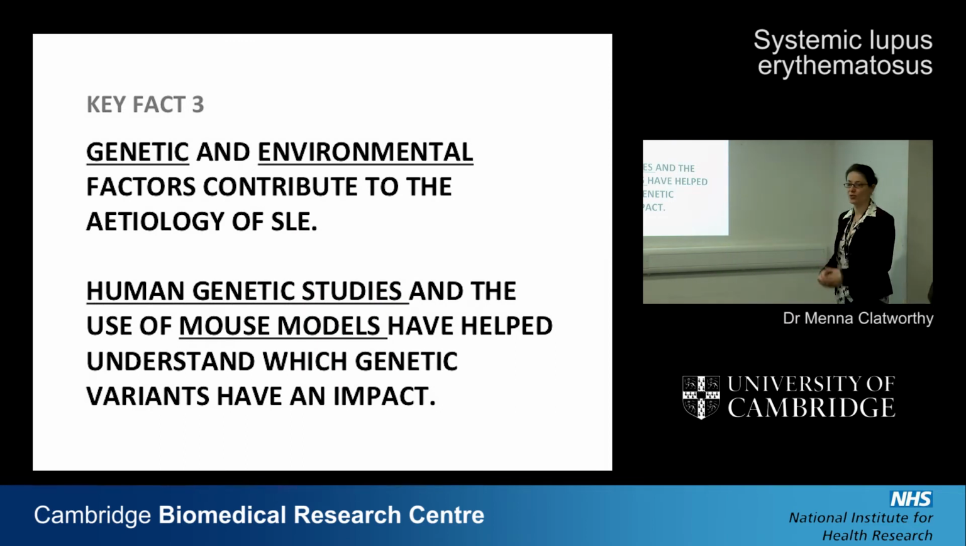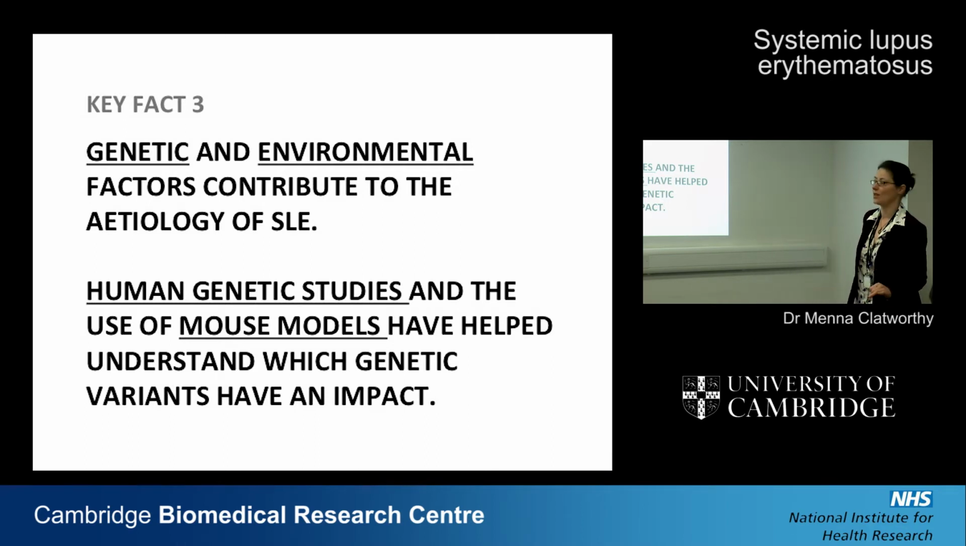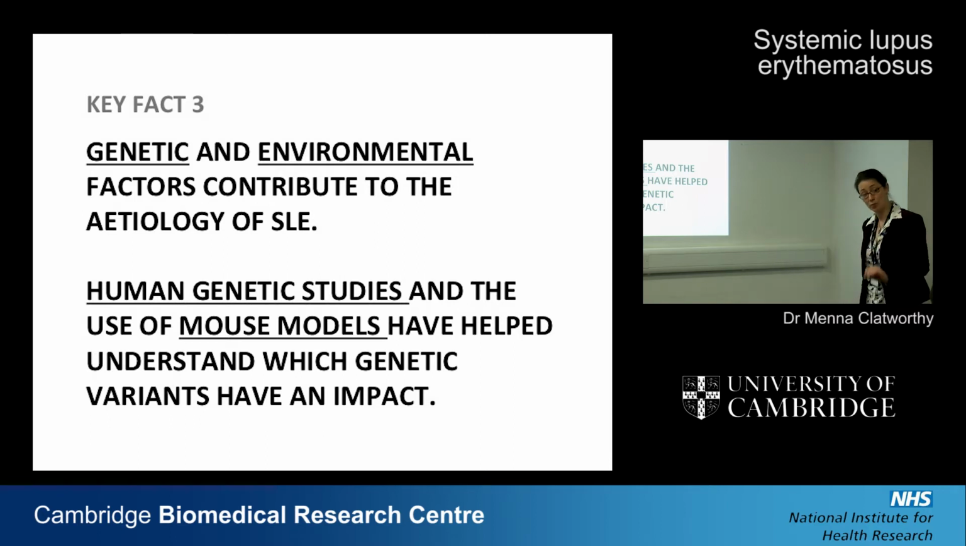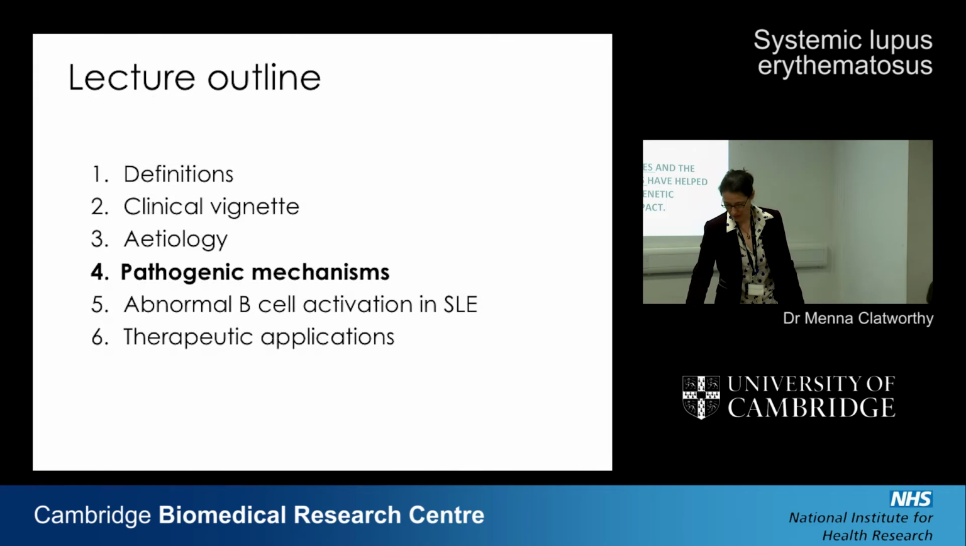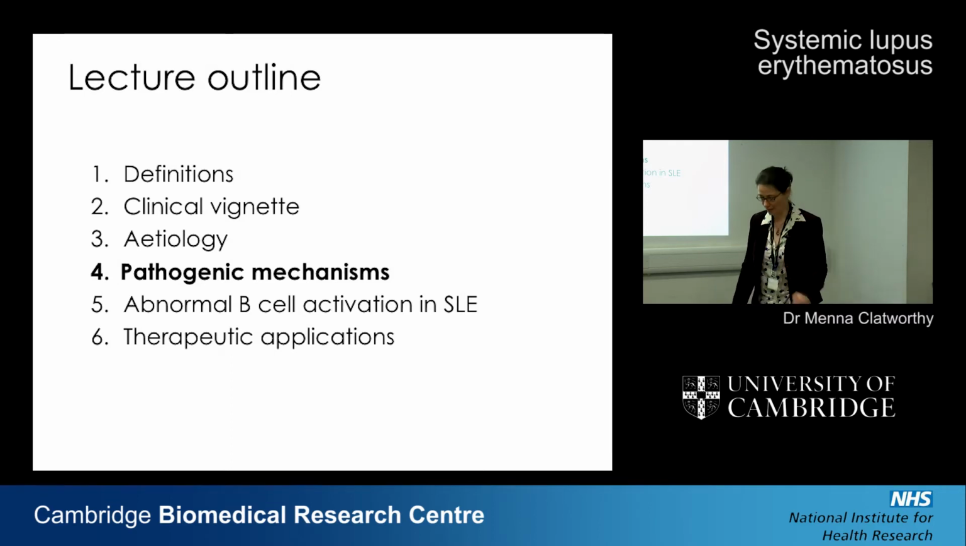Okay, so key fact 3, you're all still with me. In the pathogenesis of lupus, there are both genetic and environmental factors. And the way that we can look at this are human genetic studies, and that might involve looking at genes, mRNA or protein, but also mouse models. And that's identified, like I say, probably even up to 100 variants now. Okay, so pathogenic mechanisms. How have we found out which genetic variants contribute to pathogenic mechanisms?